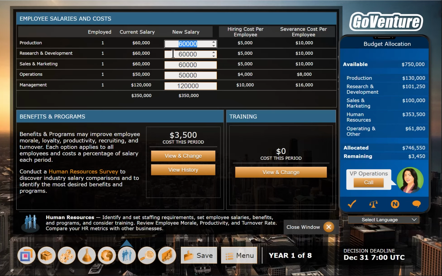Now, I can change that salary by using the buttons here if I want to increase or decrease the salary. The salaries and overall compensation package are competitive with the other businesses that you're competing with in the simulation competition. So if you have a better compensation package than the other businesses, you will find that your turnover rate might be lower.